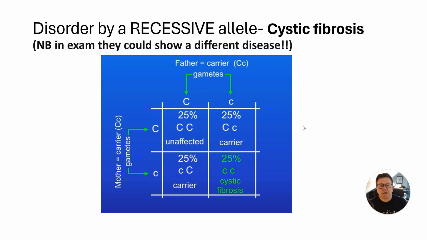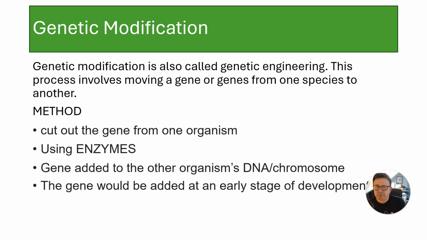So again, here we go. We cross it, and you can see that in this case there's a 25% chance of having cystic fibrosis, a 50% chance of being a carrier, and a 25% chance of not having anything related to cystic fibrosis. So there we go.